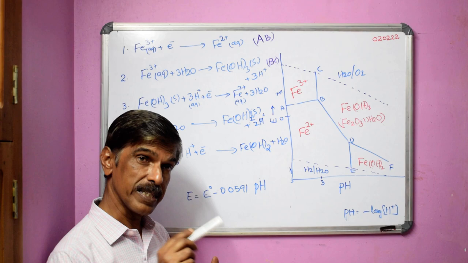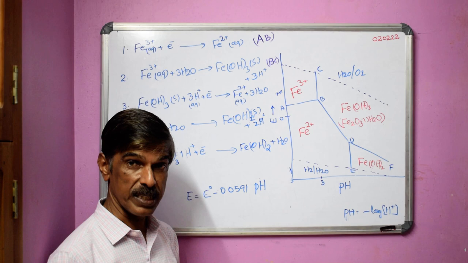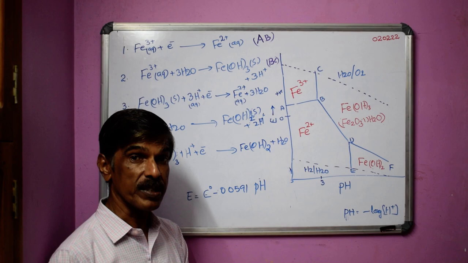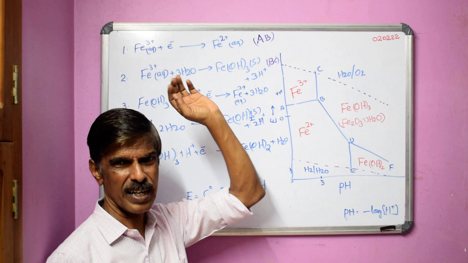If the conditions are highly oxidizing and if the pH is less than 3, then Fe3+ will be present in water. If the pH is around 3, it is slightly acidic. That is when Fe3+ iron is present.